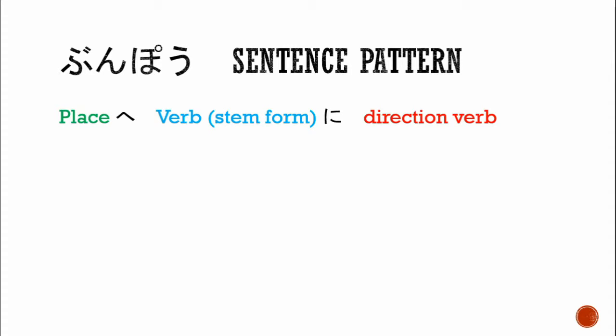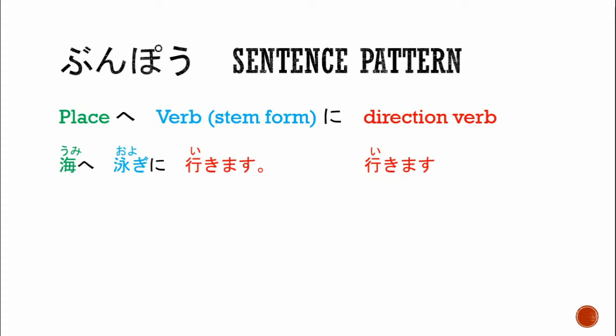Here's our sentence pattern, our bunpo, for this lesson. We're talking about where we are going and what we are going to do. The way you say this in Japanese is you name a place and then add the particle e, which points in the direction of where you are going. And then you say the verb of what you're going to do at that place. So the verb in its stem form, and then after that, the particle ni, and then a direction verb. So this is what that looks like.